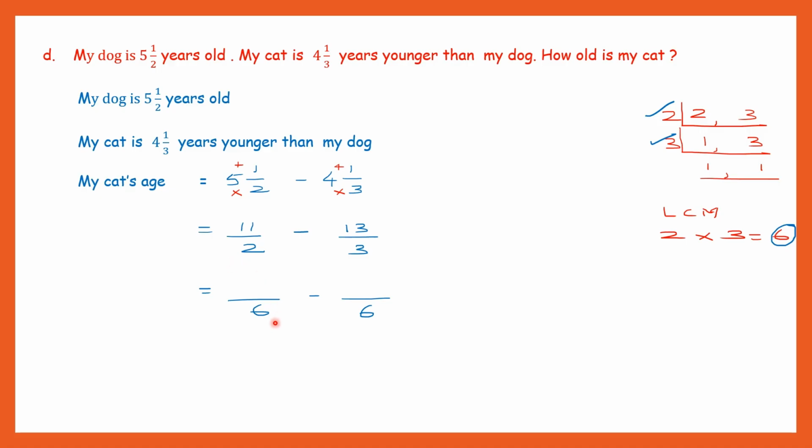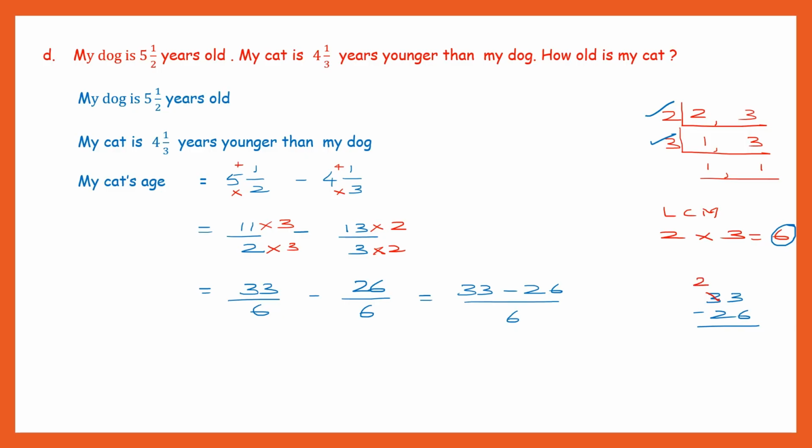Now 2 has now become 6. So 2 into what is 6? 2 into 3 is 6. So we multiply 11 also by 3. 11 threes are 33 minus, let's go to the next one. Now here 3 into what is 6? 3 into 2 is 6. So we multiply 13 also by 2. 13 twos are 26. Now we subtract 33 minus 26 because the denominators are the same. So this is 33 minus 26 by 6. So let's subtract 33 minus 26. So here we need to borrow.